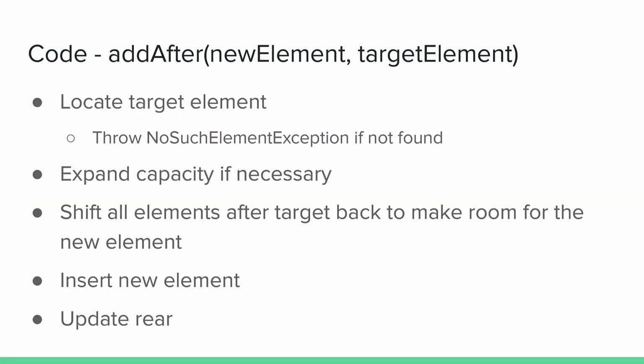So for our code for the addAfter method, we have to begin by locating the target element, the one we're adding after, and if we don't find it, we throw a NoSuchElementException. Once we get past that point and we have a target element location, we have to check for capacity and expand the capacity of the array if necessary. Then we're ready to shift all elements that follow that target element backwards by one position to make room for the new element, and then we finally can insert the new element and update rear.